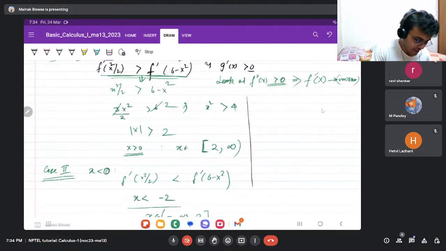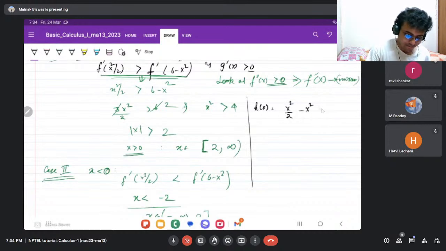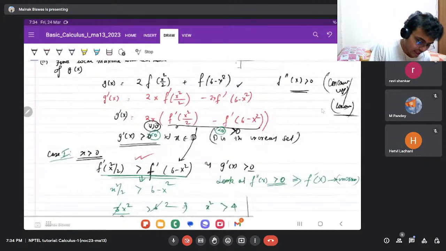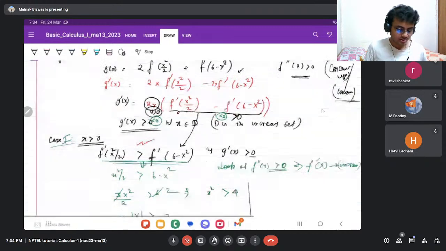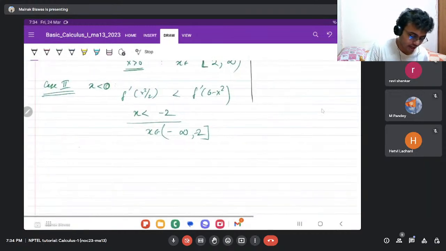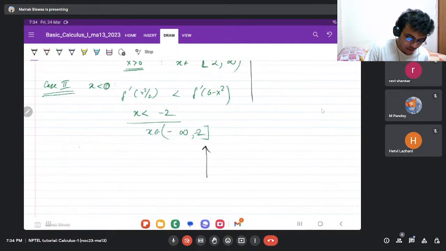Let's say h of x is equal to x square by 2 minus x square. Now at this point we are right. We also have a root at x is equal to 0, right? So we should plot g dash x. Let's plot it, then we won't be confused.